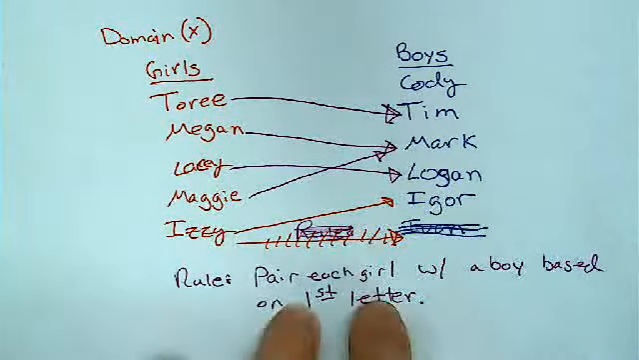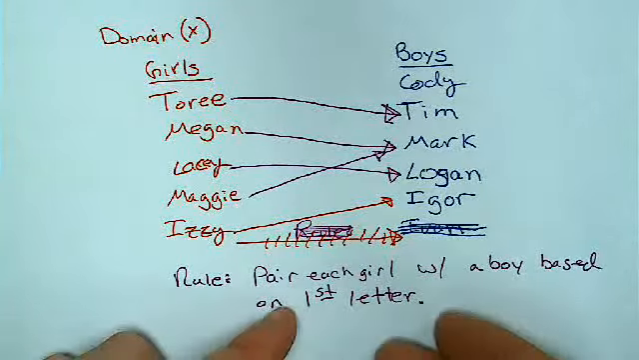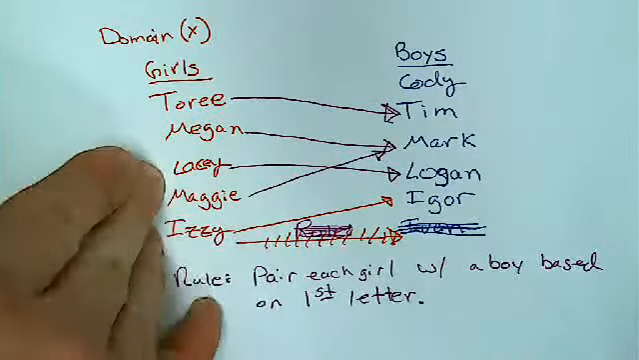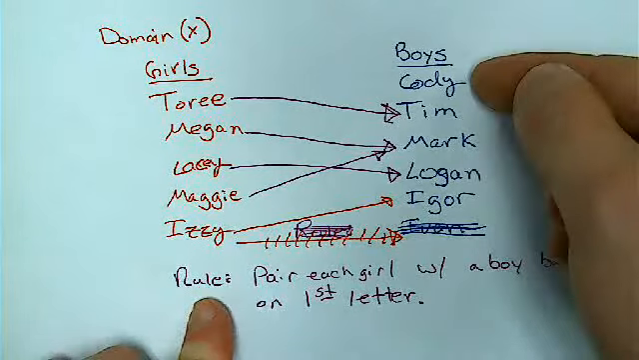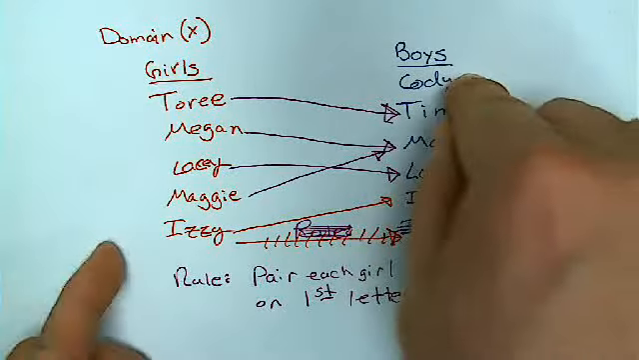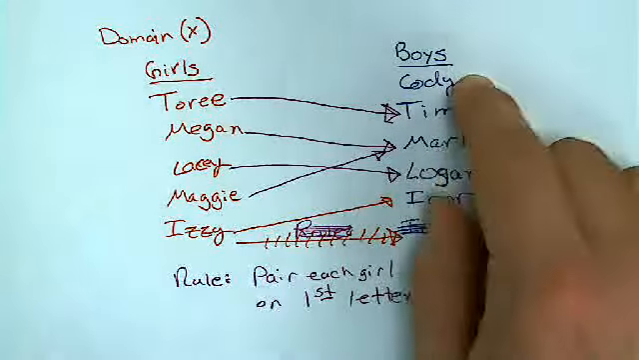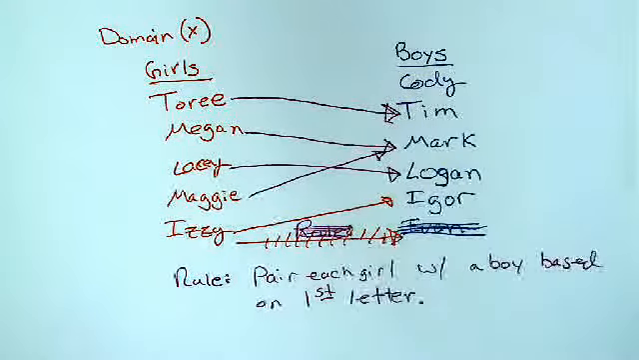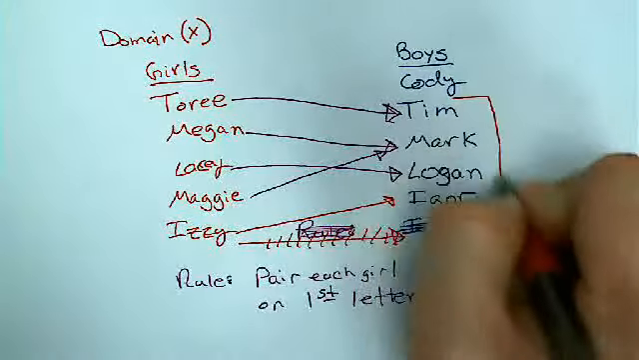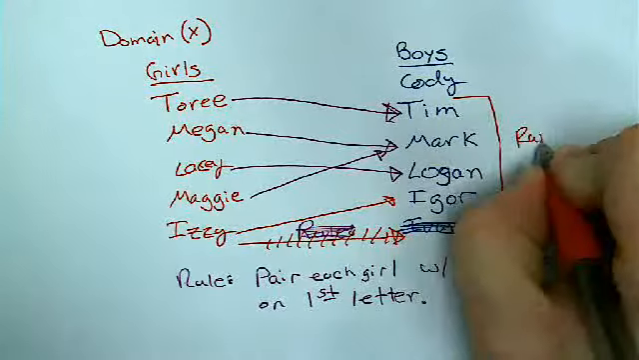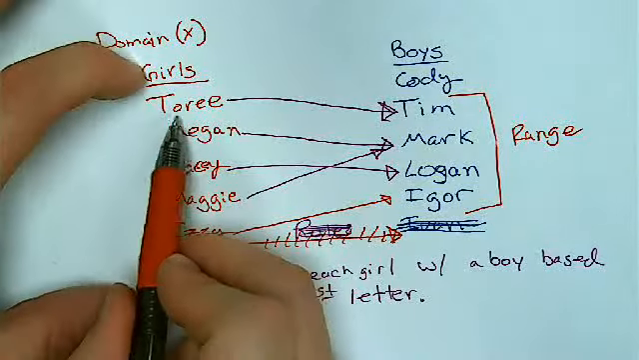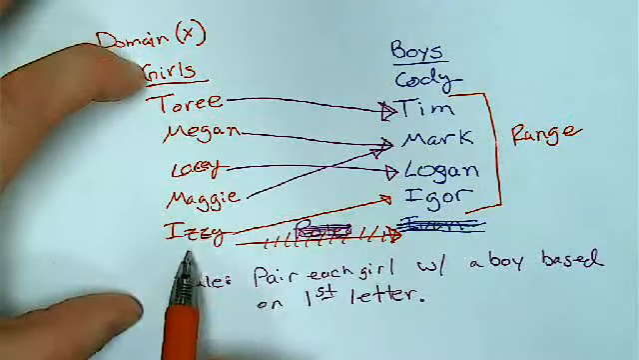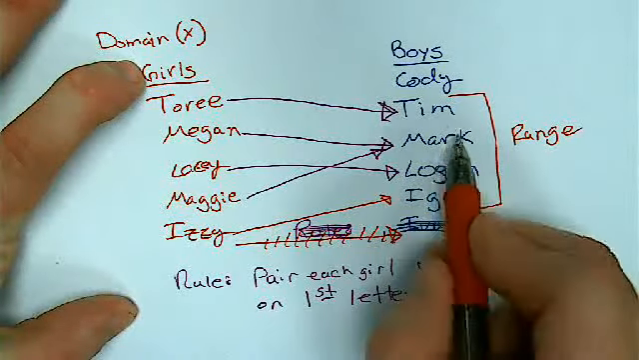It's a rule. It just says, here's the scheme we're going to use to take things from this group and tie them to things in this group. Now Cody still isn't paired with anybody, but at the risk of sounding insensitive, that's okay. He's over in this group. They don't all need to be paired. And technically, this is our range. Our domain is the collection of elements Tori, Megan, Lacey, Maggie, Izzy. Our range is the elements Tim, Mark, Logan, and Igor.